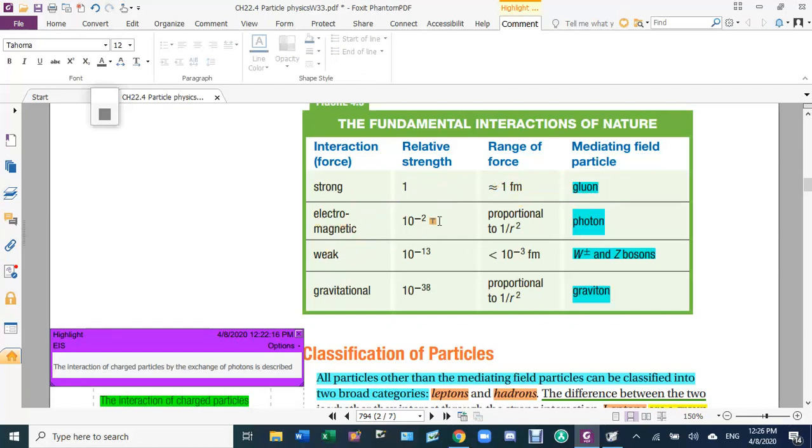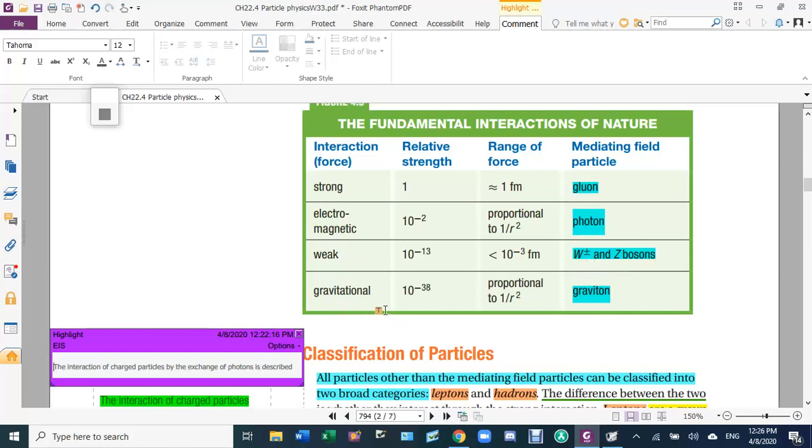Number 2, electromagnetic. Relative strength 10 to the power minus 2. Range of force proportional to 1 over r squared. Mediating field particles, photon. Number 3, weak. Relative strength 10 to the power minus 13. The range of force is smaller than 10 to the power minus 3 femtometers. Mediating field particles, W positive, W negative, and Z boson.